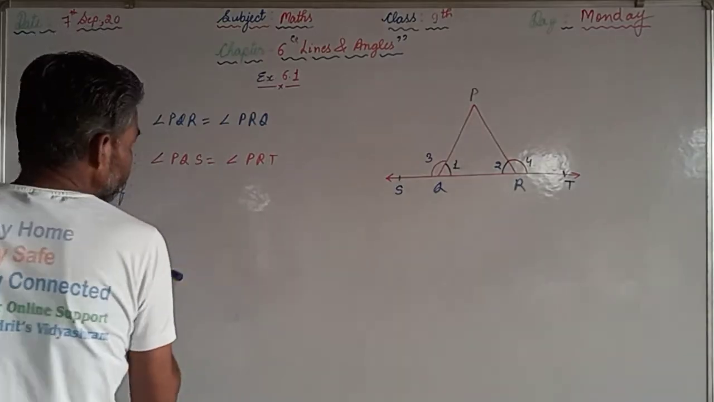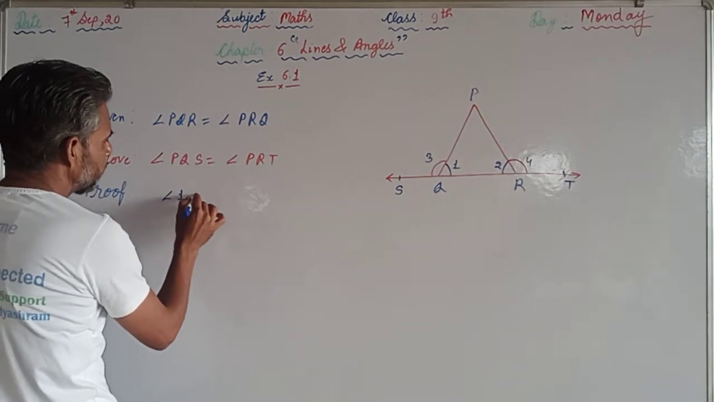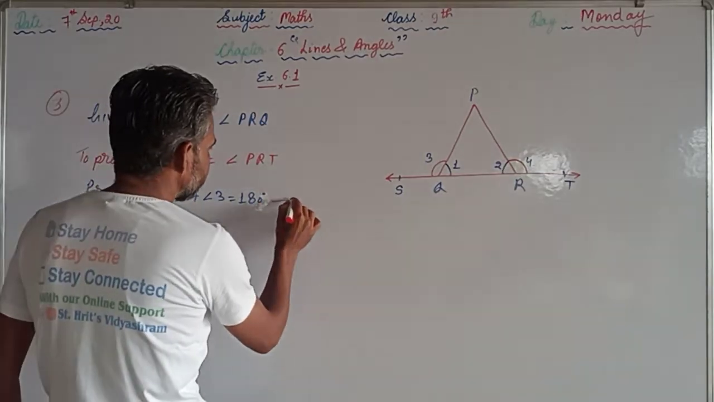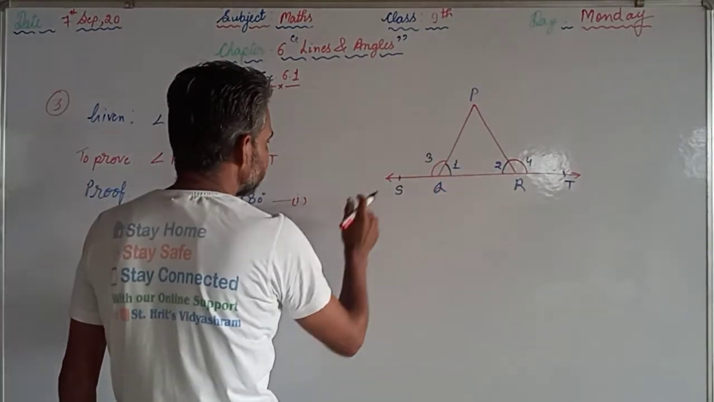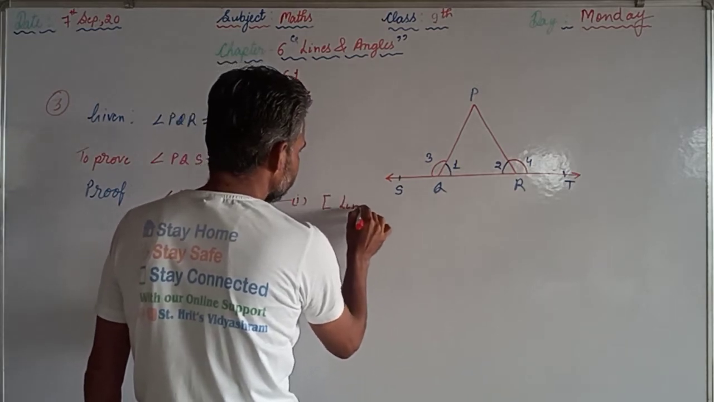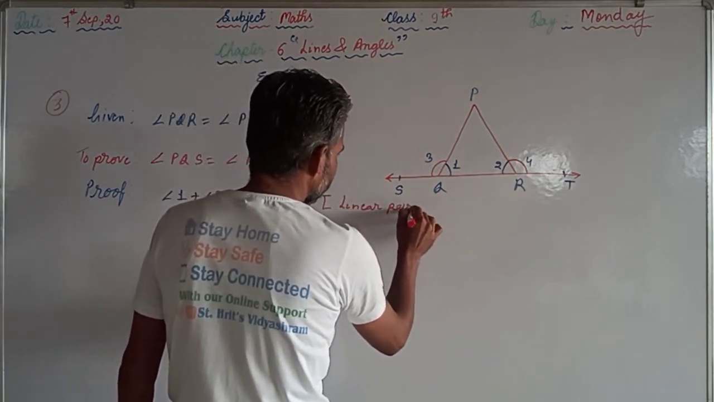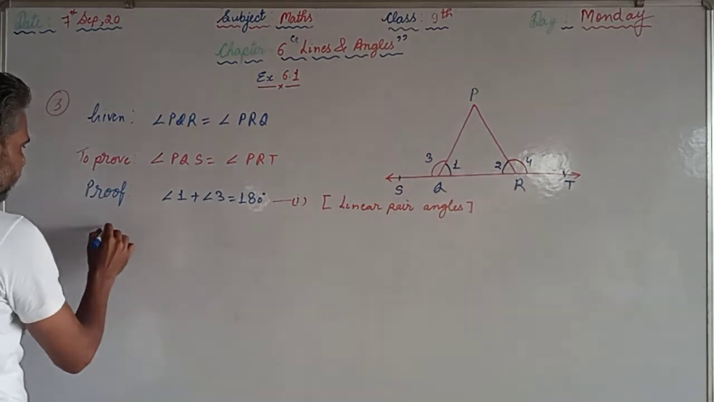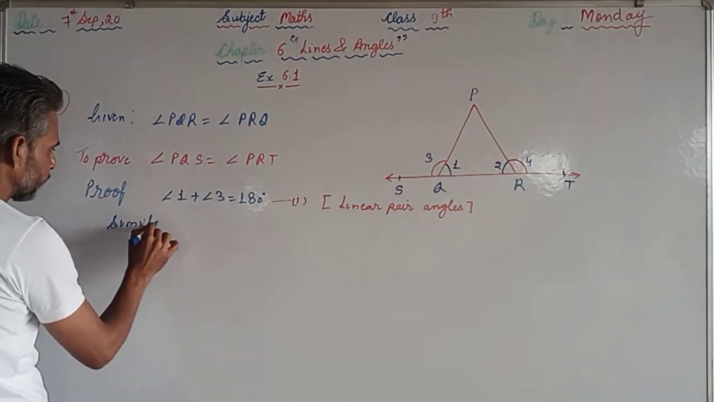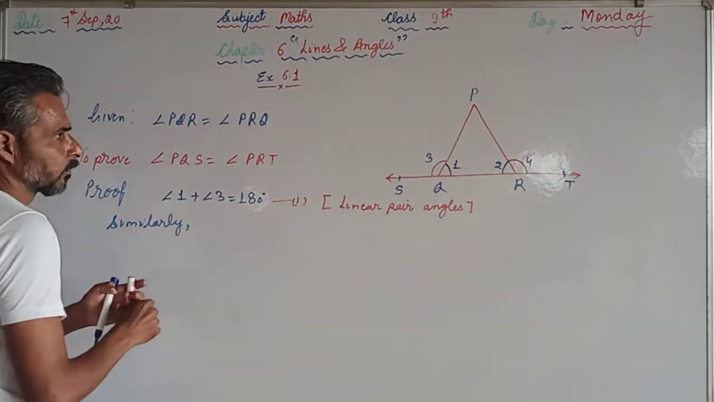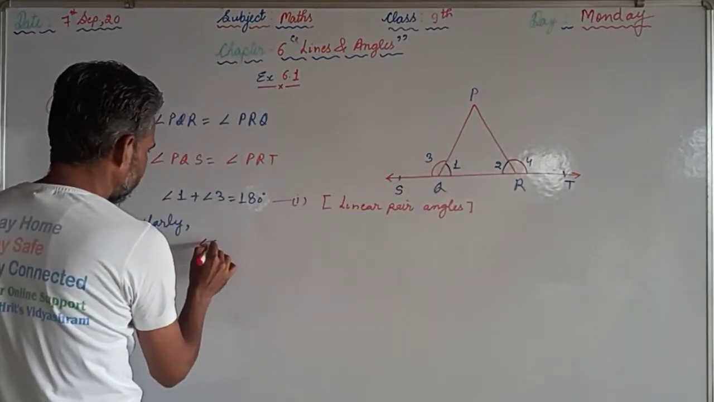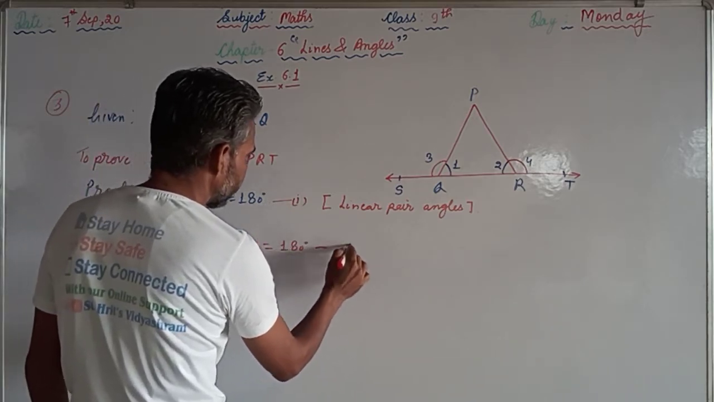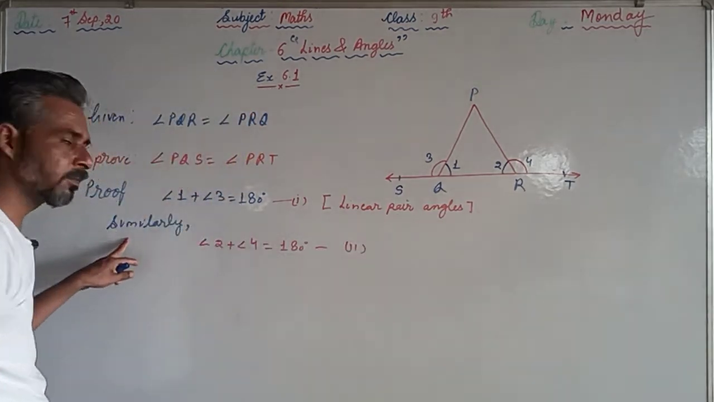So in the proof here, angle 1 plus angle 3 is equal to 180 degrees. That is equation first. Why? Because these are linear pair angles. Similarly, angle 2 plus angle 4 is equal to 180 degrees. Why? Because these are also linear pair angles, we have mentioned here.